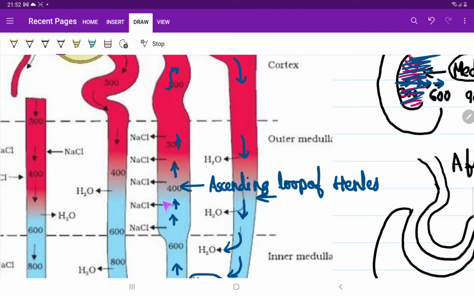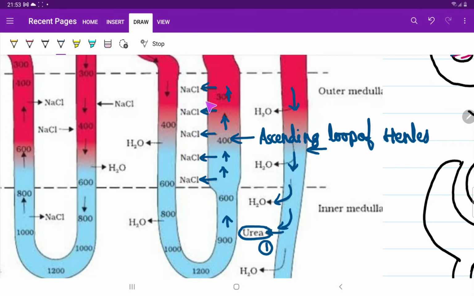And then, as you all know, the ascending loop of Henle is a great place for absorption of NaCl. This NaCl is absorbed by active transport, and other minerals are also absorbed. So a lot of phenomena occur, but I'm not going there. Here you see, in the ascending loop of Henle they absorb NaCl, and that absorbed NaCl comes to the interstitial fluid. Water will never be absorbed here. Water absorption will be minimum in this region.